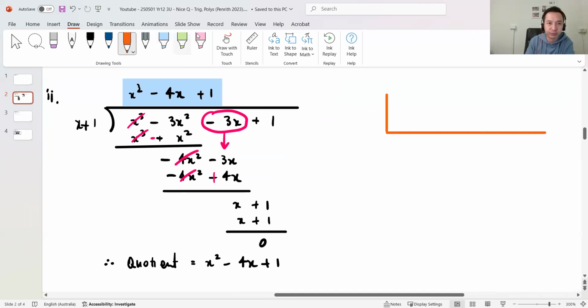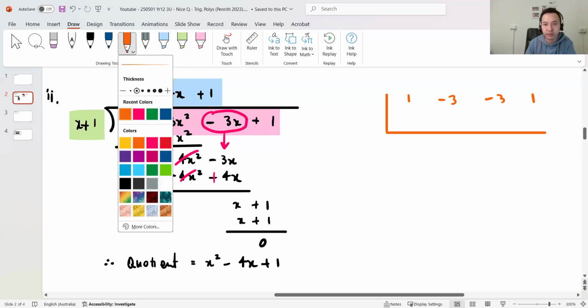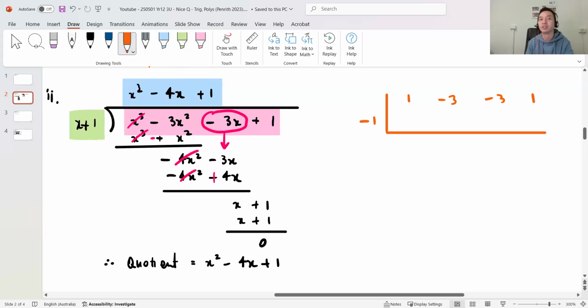Because this is my original polynomial, I'm going to write the coefficients of this polynomial, 1, -3, -3, 1 here. Now, because I'm dividing by x plus 1, I want you to write -1 over here, the opposite. So if it's x plus 1, it's like the root of that x plus 1 over there. And then the concept is really easy. Add times, add times, add times. So check this out. You start off with 0 here, and then you add.